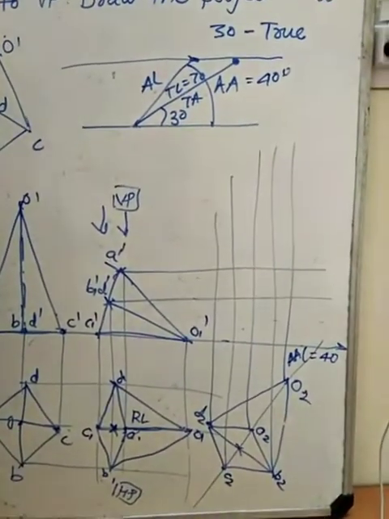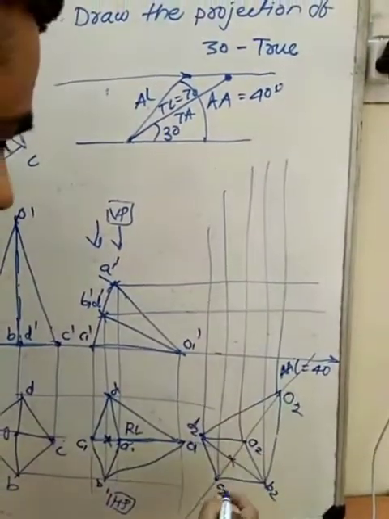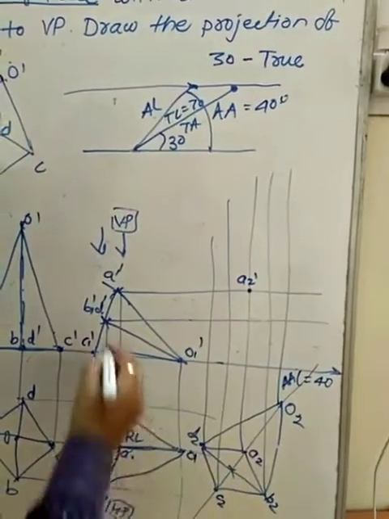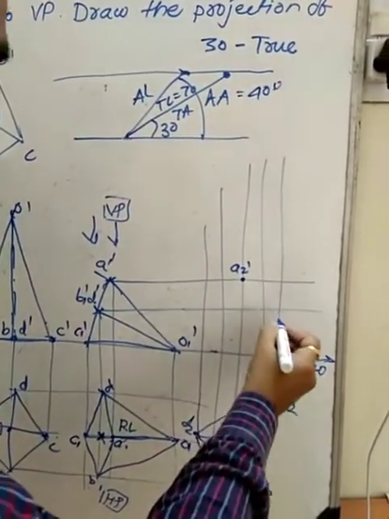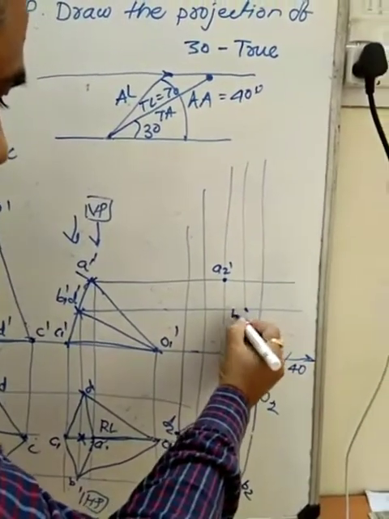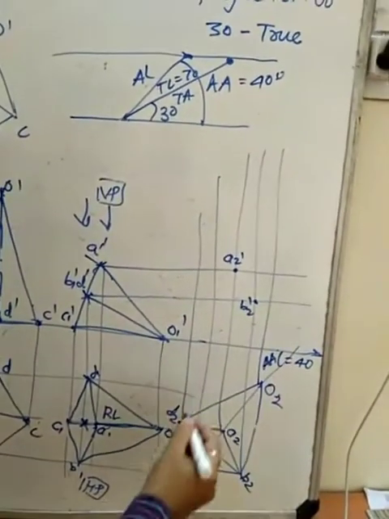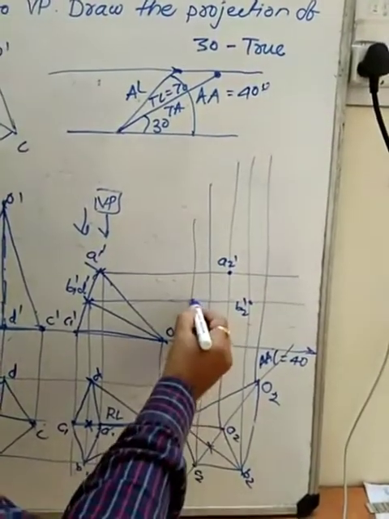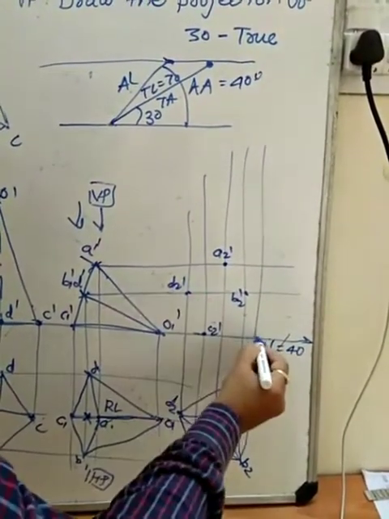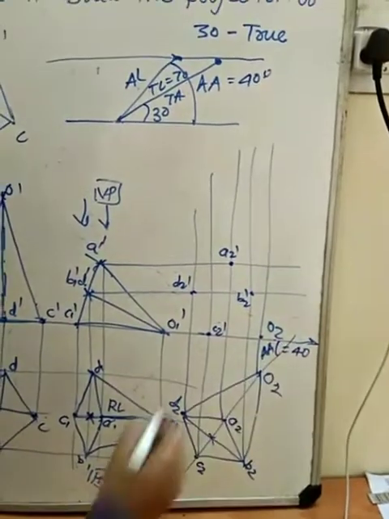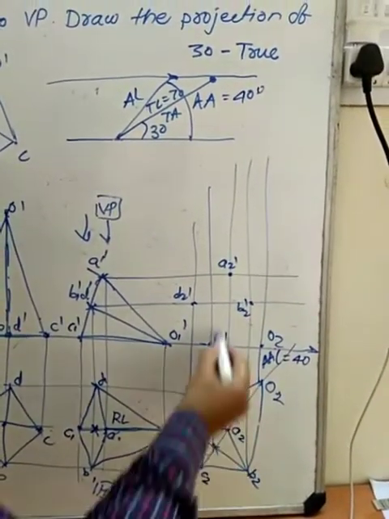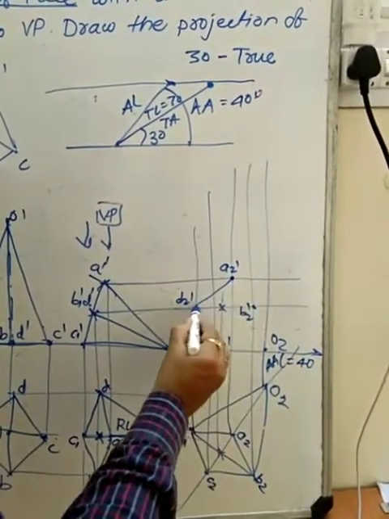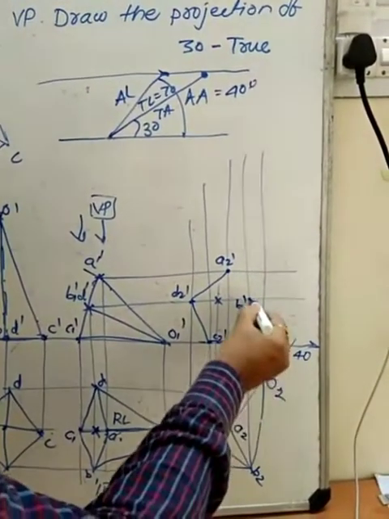So now next A and A, this is your A2 dash. B and B, this is your B2 dash. C and C, this is your C2 dash. D, D2 dash, and this is your O2 dash. And you have to mark also the axis. So this is your axis. So first of all, the boundary should be dark.